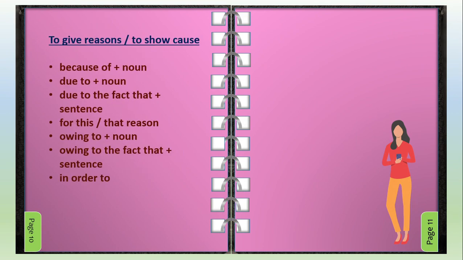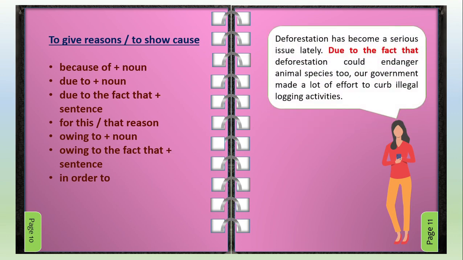To give reasons or to show cause: because of plus noun, due to plus noun, due to the fact that plus sentence, for this or that reason, owing to plus noun, owing to the fact that plus sentence, in order to. Deforestation has become a serious issue lately due to the fact that deforestation could endanger animal species too. Our government made a lot of effort to curb illegal logging activities. So due to the fact that, to give a reason why deforestation has become a serious issue.